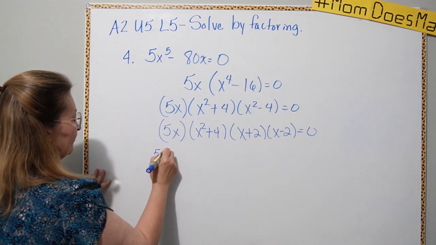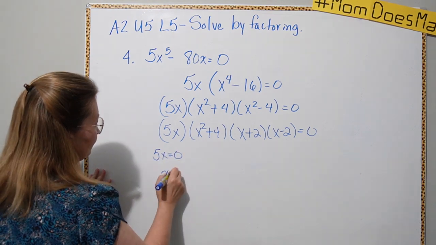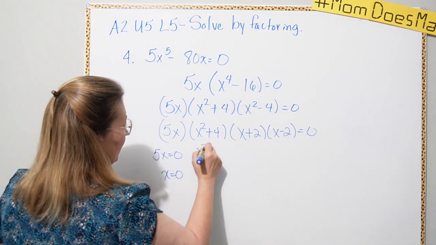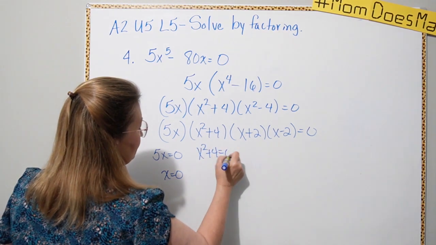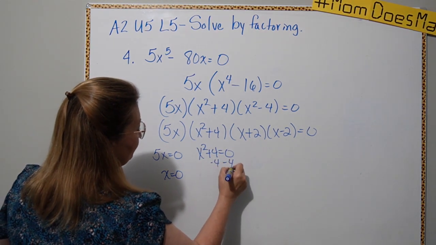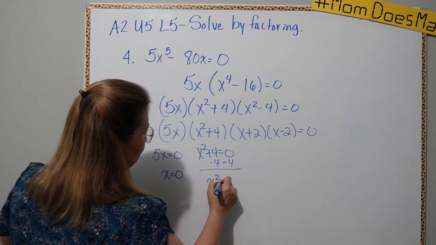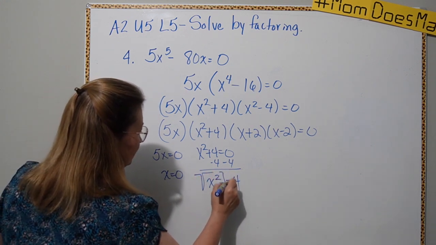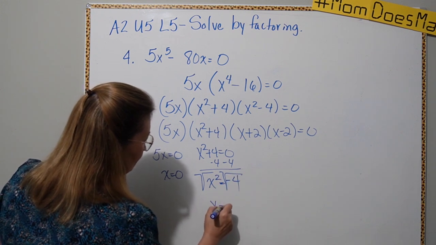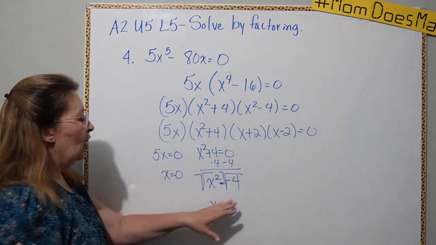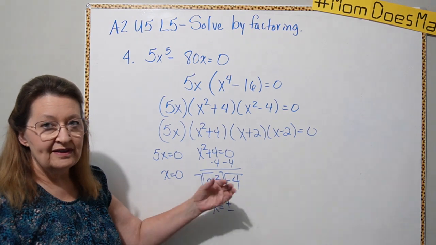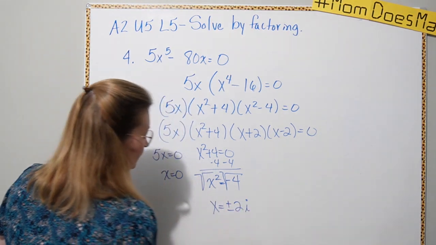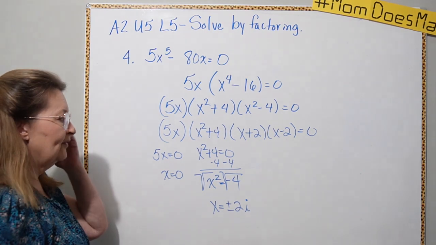First I'm going to do 5x equals 0, so x is 0. Now when I solve this one, x squared plus 4 is equal to 0. Subtract 4 from each side. So x squared is negative 4. When you take the square root of each side, you're going to get x equals plus or minus the square root of 4, which is 2, and since it's negative, it's going to be 2i. The square root of any negative number, you pull out the i.